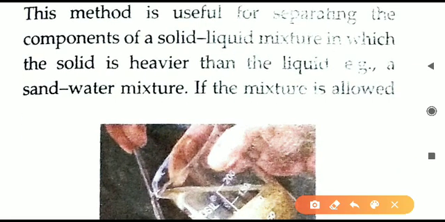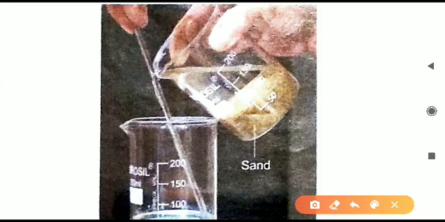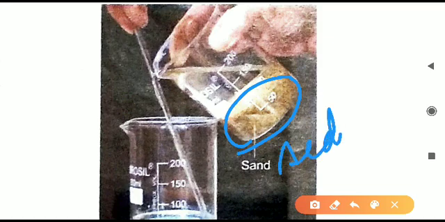So in this case, like sand and water, for example, if we are taking sand and water, sand will settle down at the bottom. In the beaker you can see sand is settled down. Sand particles do not dissolve in water. So if we are using a sand and water mixture, then what will happen? Sand will collect down. This collecting down of the sand, this process is called sedimentation.